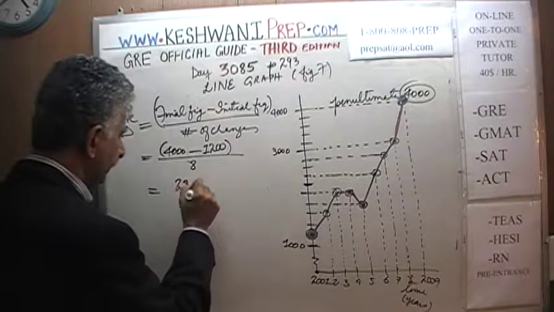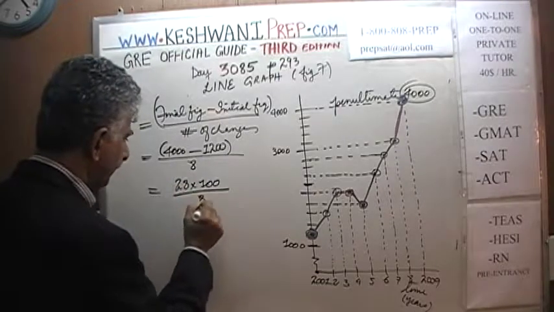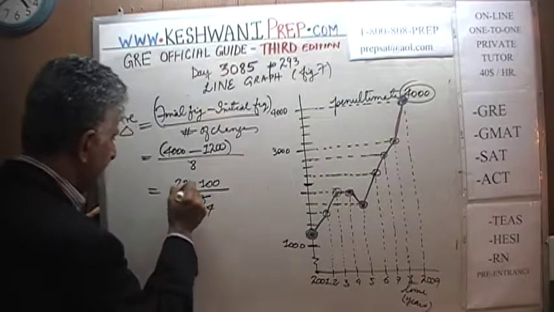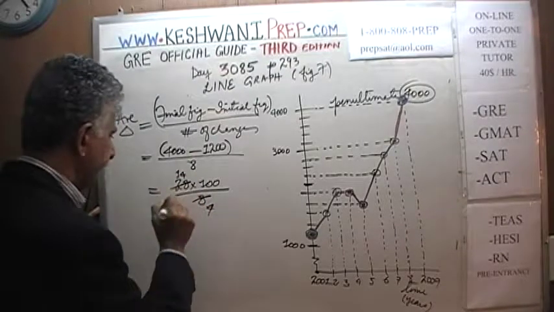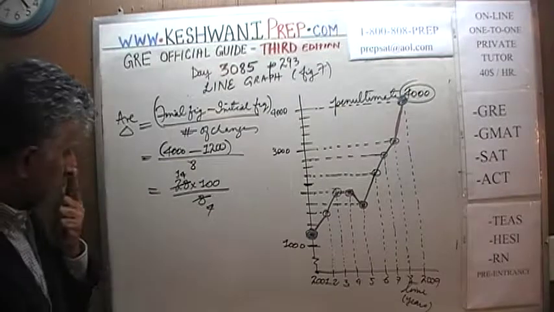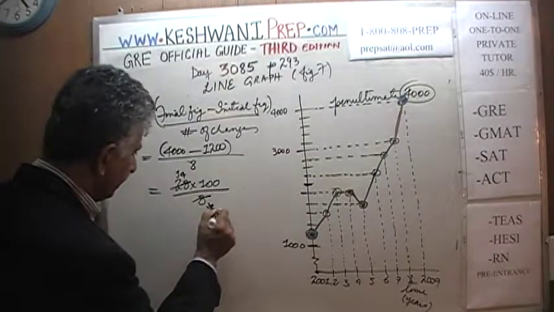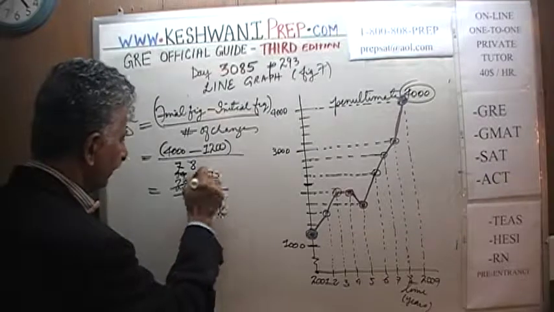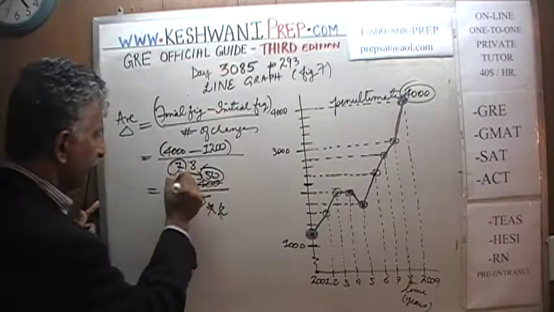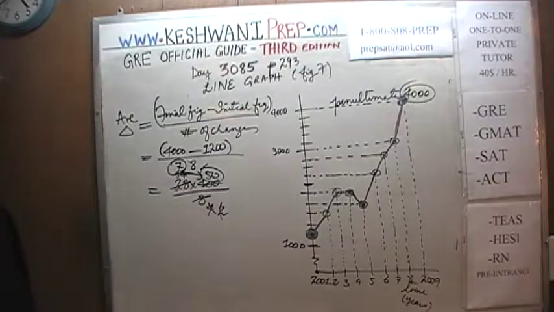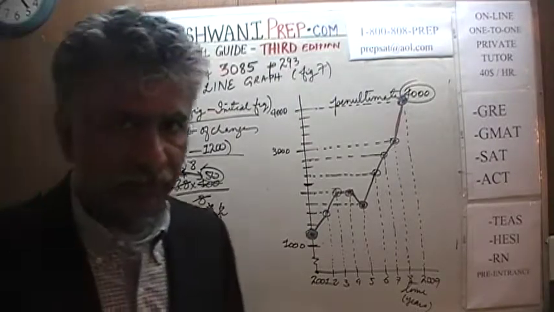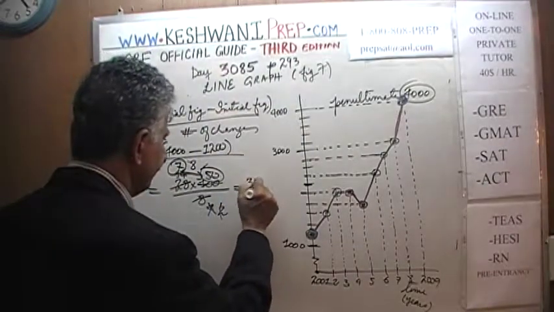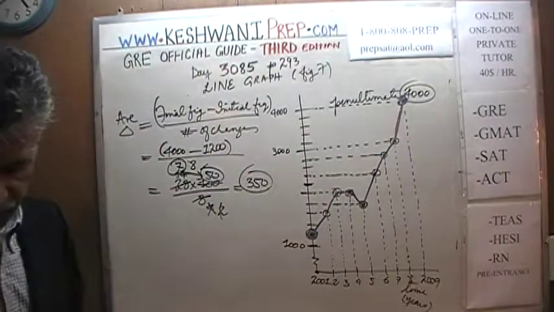2,800 divided by 8. What can we do? Divide by 2, so we get a 4 here and we get a 14 here. Just one more round, we get a 2 and we get a 7. And then 2 into 100, we're going to get 50. 7 times 50 is 350. The average change is 350.